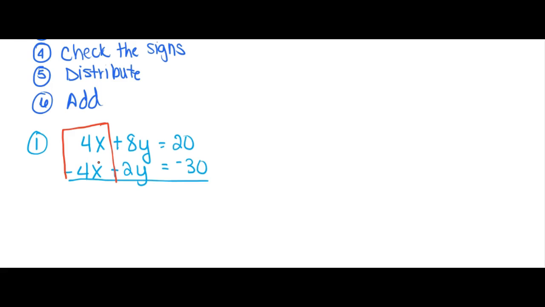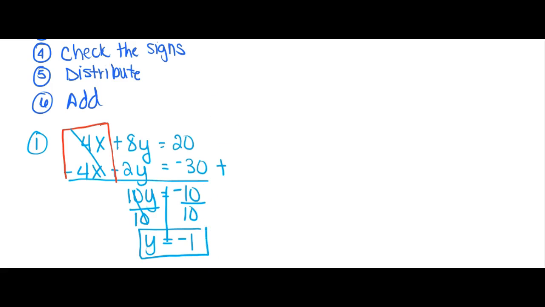Since that's the case, if we can find that, then I don't have to do anything but go all the way down to step 6, which is to add. So I'm going to go back and I'm just going to add because these are going to cancel. 8y plus 2y is 10y. 20 plus negative 30 is negative 10, so just remember to add these. And then we divide by 10 on both sides. Y equals negative 1.